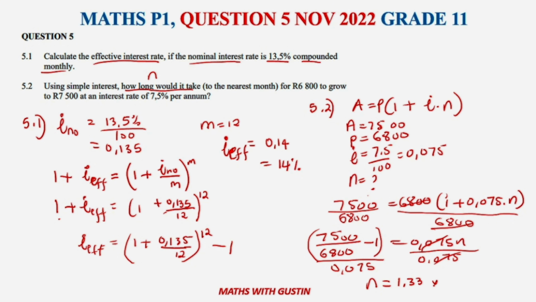1,33. Just be careful, this is referring to the number of years. So if you want to take this to months, you're going to multiply this by 12. If you multiply it by 12, then you should be able to get an answer of 15,99 months, which is basically 16 months. And that's how you deal with a question like this one.